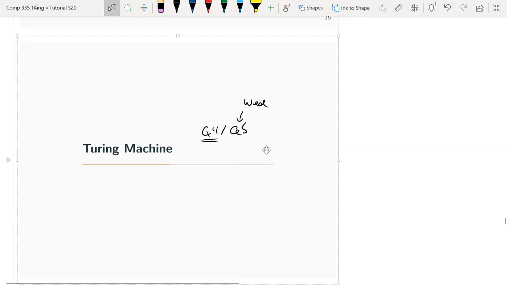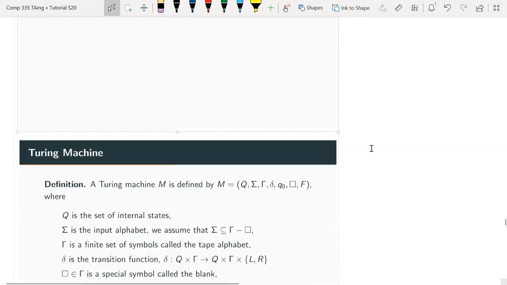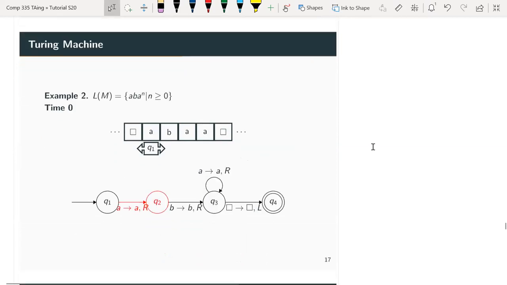Vincent, for Turing machines, do we always start at the beginning? Yes. Let me give you an illustration here. Again, this is in the tutorial video, which is published on the Moodle. This is your initial state. Your initial state is always going to start at the beginning of your string, for a standard Turing machine. So you can always make that assumption.